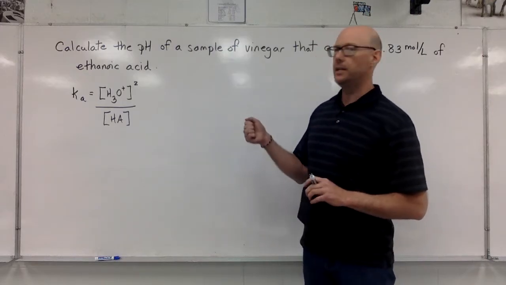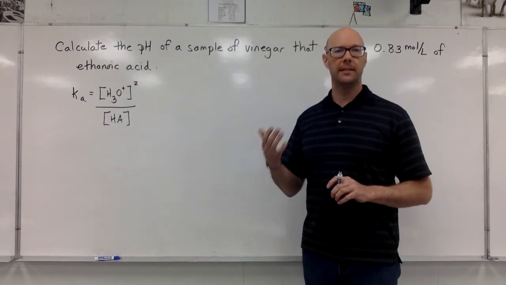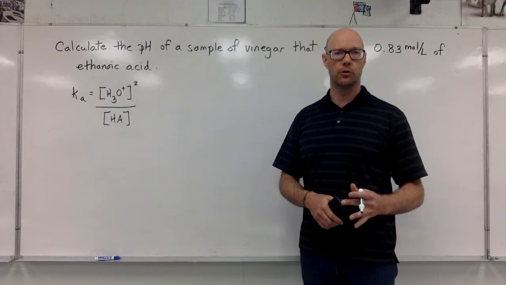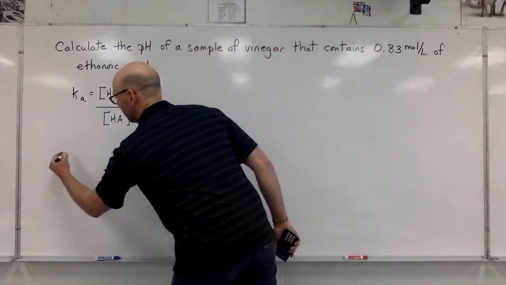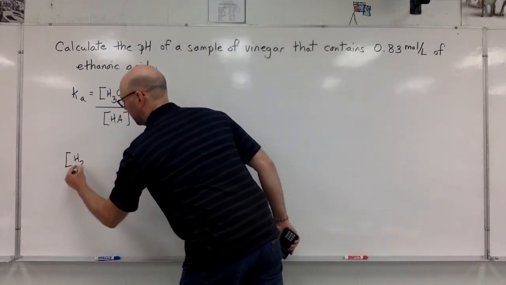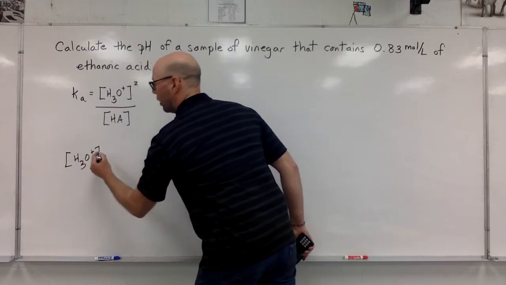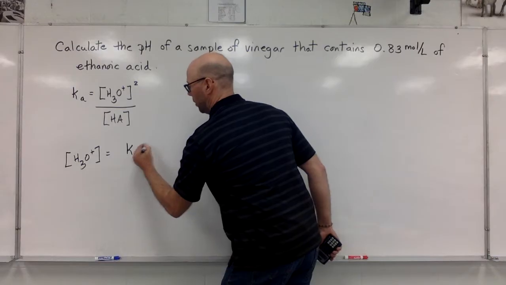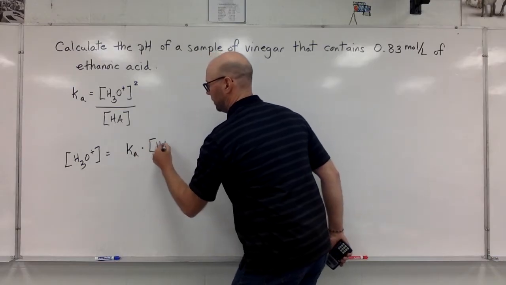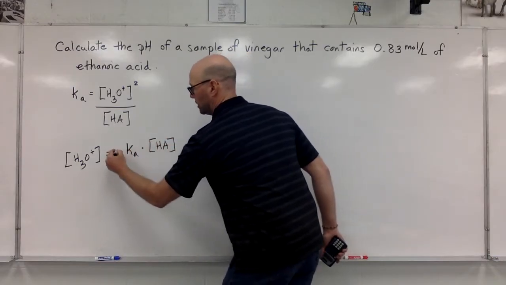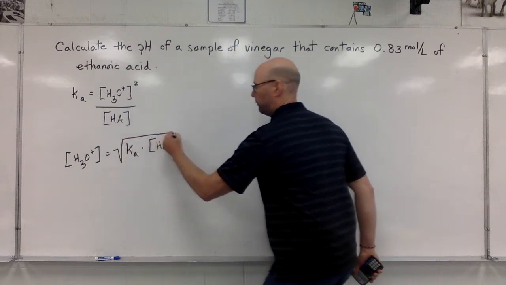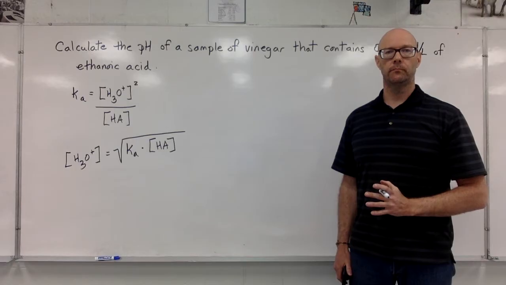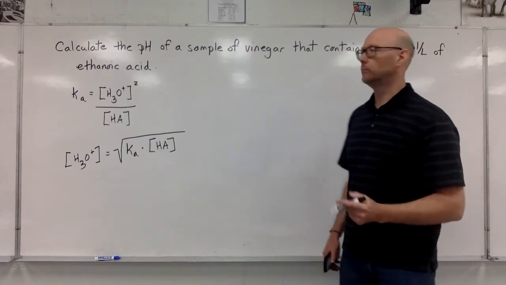To solve for the pH, our first step is to manipulate this equation to solve for the hydronium ion concentration. Here, the hydronium ion concentration is equal to Ka multiplied by HA. We're going to take the root of that whole thing. From there, it's quite doable.